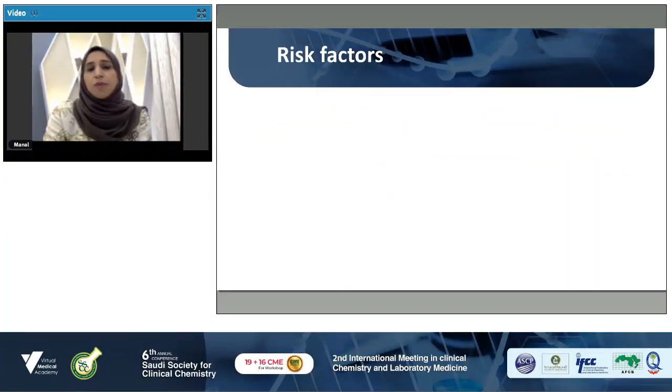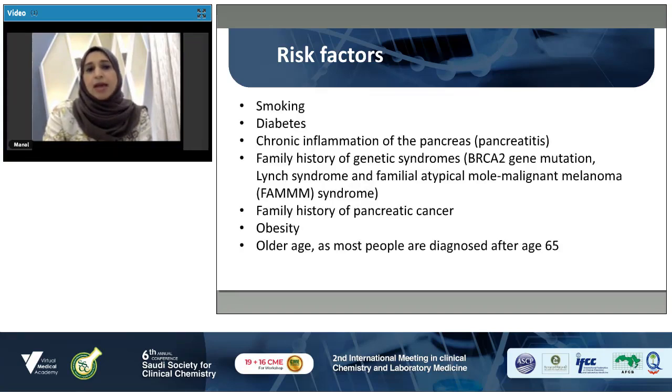So we're talking about pancreatic cancer. What are the risk factors? Some of them are not specific, but they include smoking, diabetes, and pancreatitis. There are family histories of genetic syndromes like BRCA genes or the FAMMM syndrome, any family history of pancreatic cancer, and obesity. It's also a disease of older age, so most people are diagnosed after the age of 65.